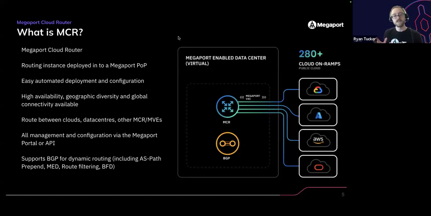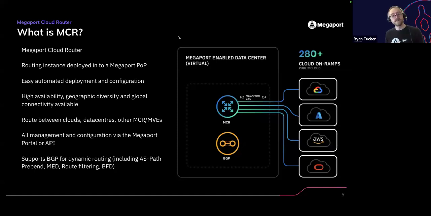You click deploy in the Megaport portal and it spins up, and then all the other configuration is via the Megaport portal. And as with everything else, anything that's available in the portal is also available via the API. So it's totally possible to automate all of these deployments and configuration changes via the API, and that includes our Terraform provider. So the Terraform provider can also deploy MCR instances and configure all the details for those routers.